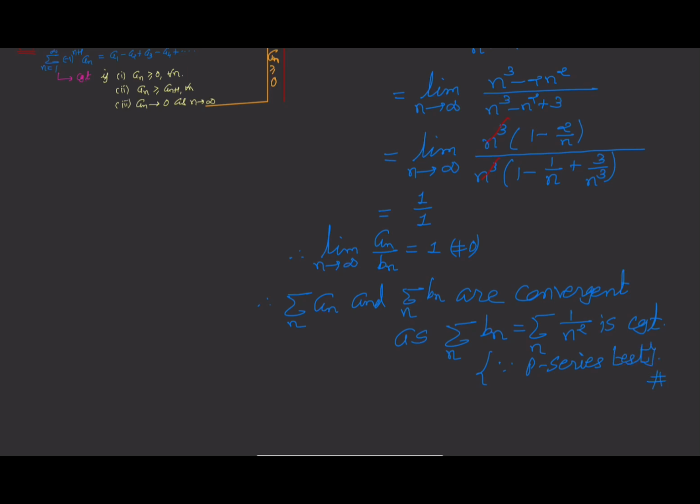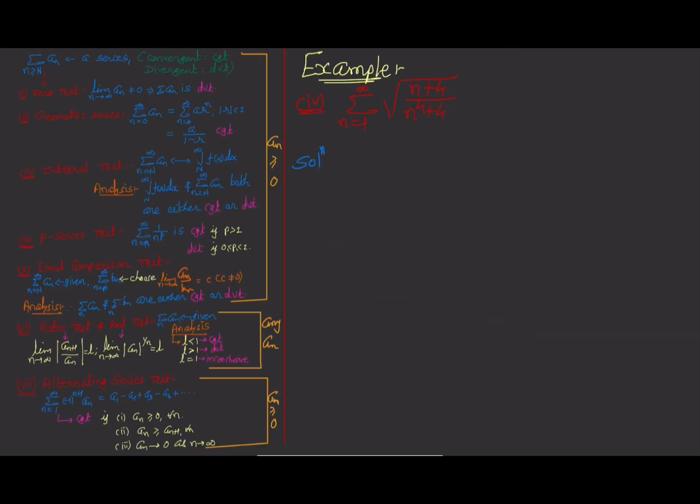And this is the end of exercise. So here exercise number 4, summation n equal to 1 to infinity, under root n plus 4 divided by under root n raised to 4 plus 4. So let us work with summation an is equal to this, and therefore an is equal to under root of n plus 4 divided by n raised to 4 plus 4.